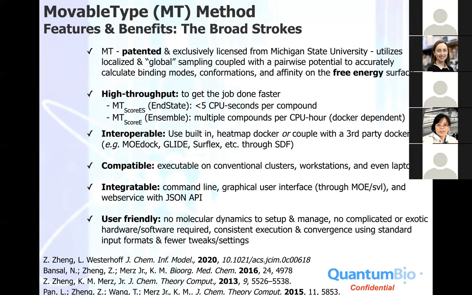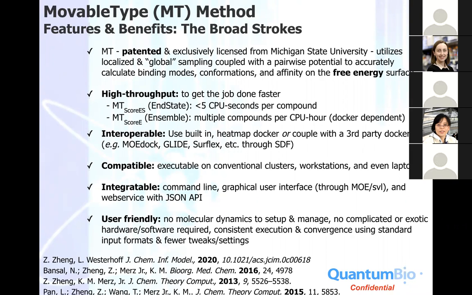It is high throughput, and that's one of the bigger differentiators. For the end state calculations, you're talking about 5 seconds, 10 seconds, 20 seconds or so per pose, and that allows us to move a lot quicker down the chain. The ensemble is usually something you can do on multiple compounds per hour. It's usually docker dependent more so than free energy dependent, so it's a nice switch on the whole process.